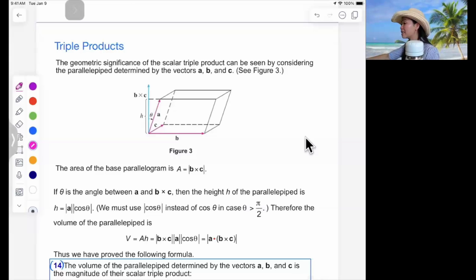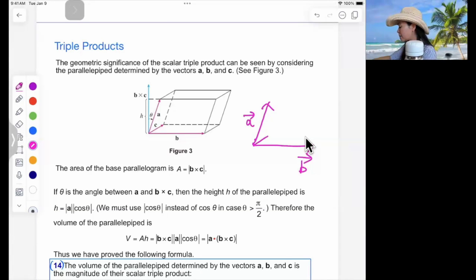So what do we have here? This is A, and this is B, and C is going inside this page. But it's not a right angle. It's not a right angle. There is a formal definition you can look up.